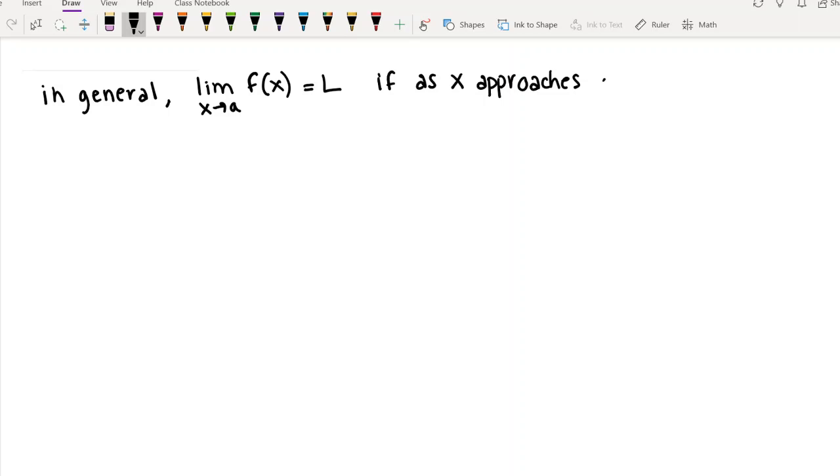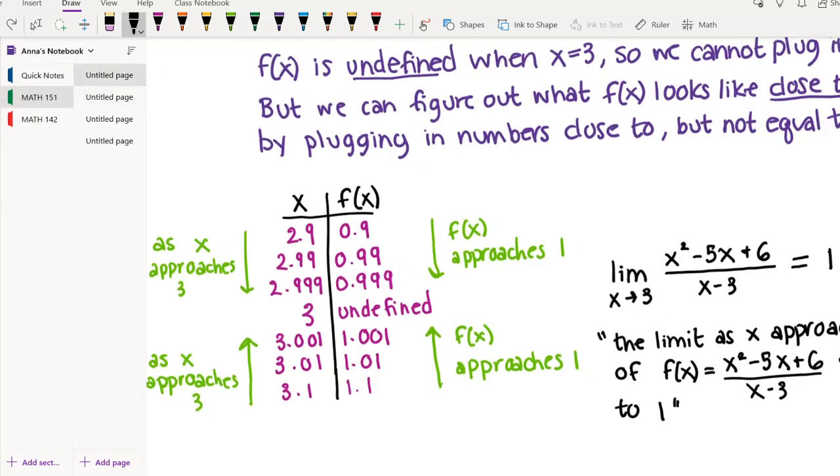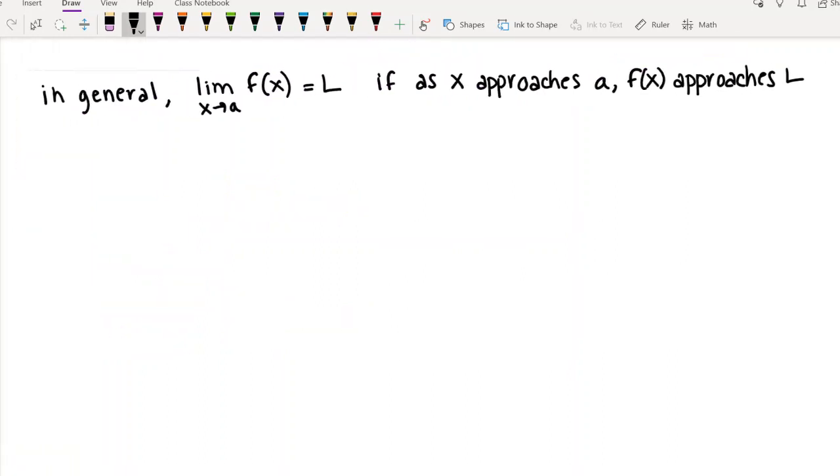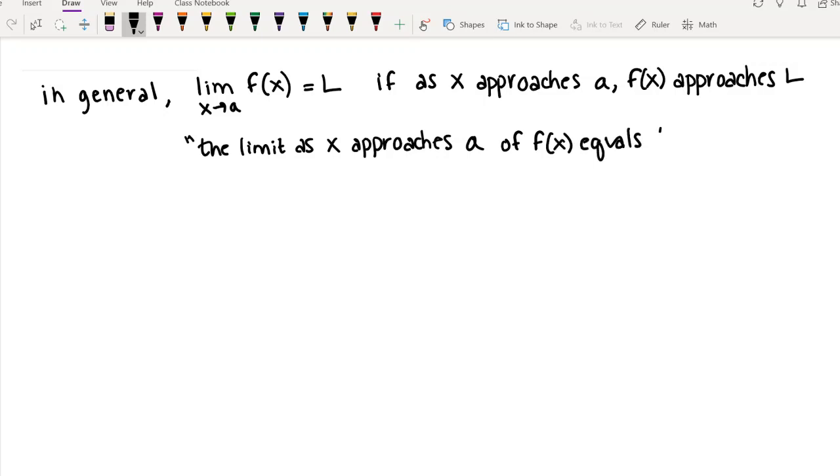So if as x approaches a, f of x approaches L. Meaning that when I say f of x approaches L, I mean the y values, right? The output values of your function approach a particular number. So in our previous example, x was approaching 3, and the y values were approaching 1. That's why we said that the limit as x approaches 3 of this function was equal to 1. And then the way that you read this out loud, let me write that down as well, like we did on the other one: the limit as x approaches a of f of x equals L.